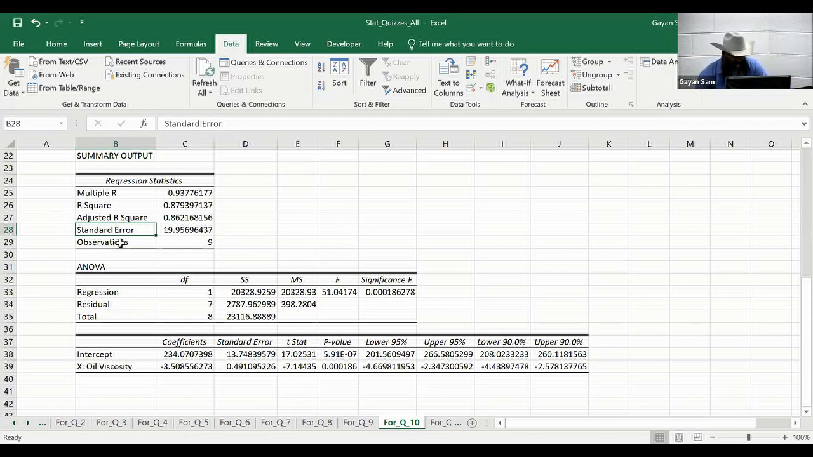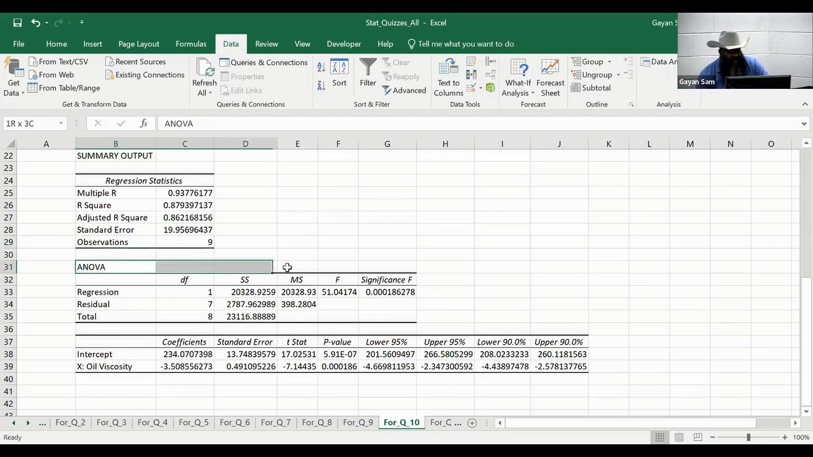Number of observations is 9. Of course, X had 9 data points. Y also had 9 data points, and they are corresponding data points. First observation of X must be read with the first observation of Y. The second observation of X must be read with the second observation of Y. So they are not separate. I don't have 18 data points. I had 9 in X, I had 9 in Y, and they must be read together. Therefore, I have a total of 9 observations, pairs of observations.